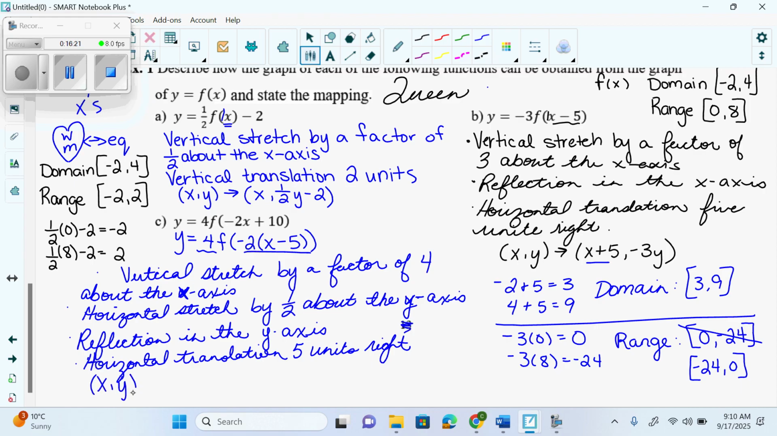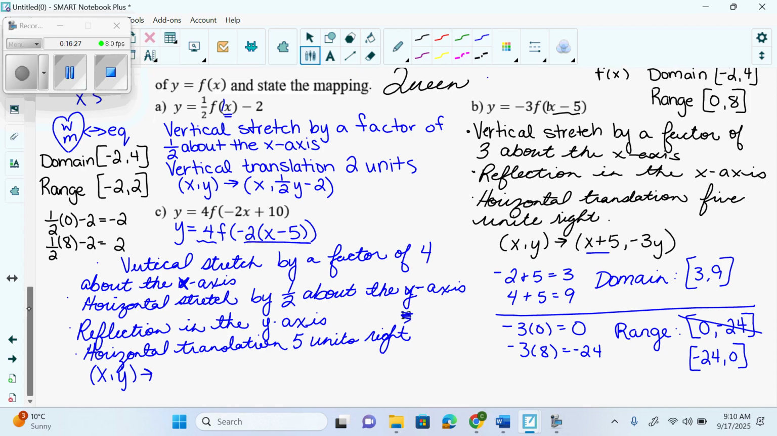(x, y) becomes, if I'm going from equation to mapping, it'd be crazy, right? So I used a half and negative in here. This is also -2, so in mapping it's going to be -1/2. x plus 5, no brackets in mapping. And then 4y. Okay, let's discuss our domain and range.